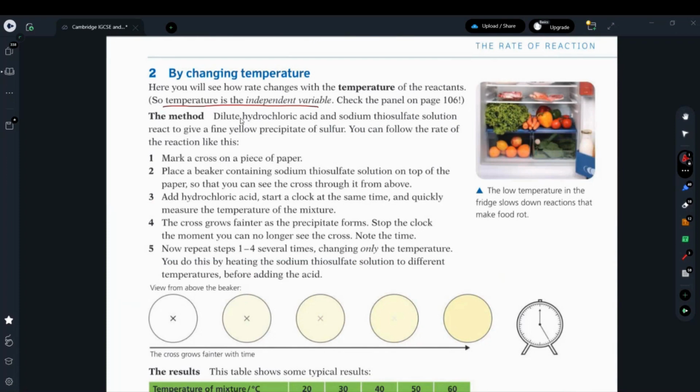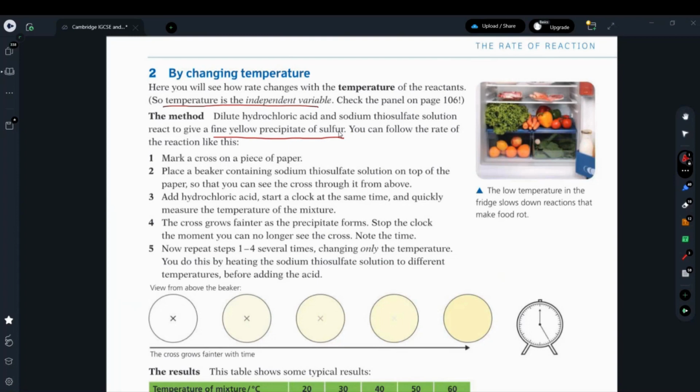No, a different one. Dilute hydrochloric acid is there, which was the same in the previous one, but now we are using something known as sodium thiosulfate. So by adding these two, we'll get a yellow precipitate of sulfur. Okay. So how do you follow this reaction?